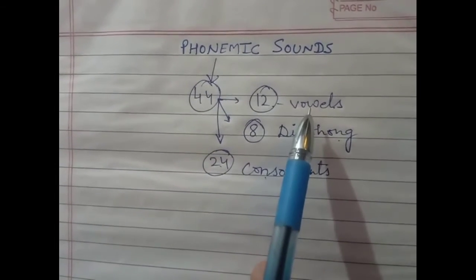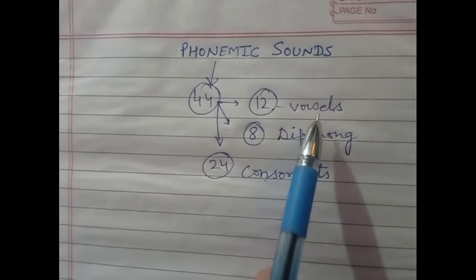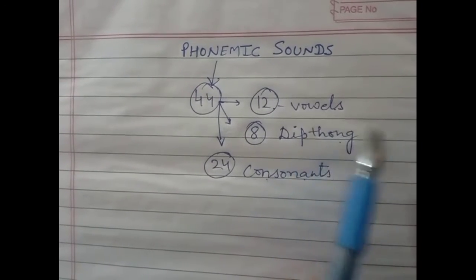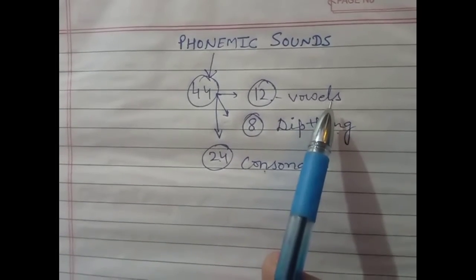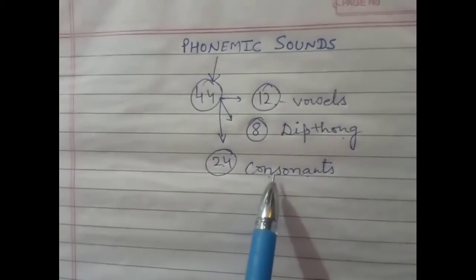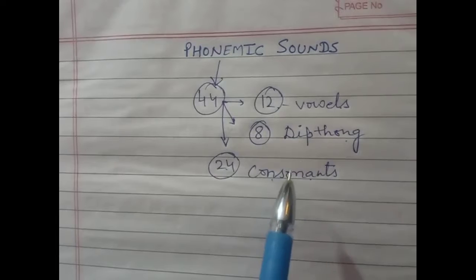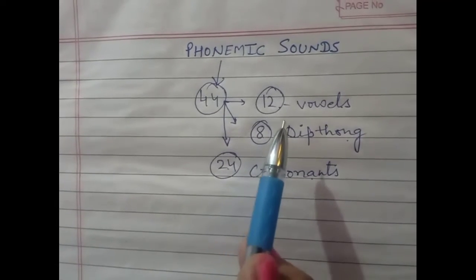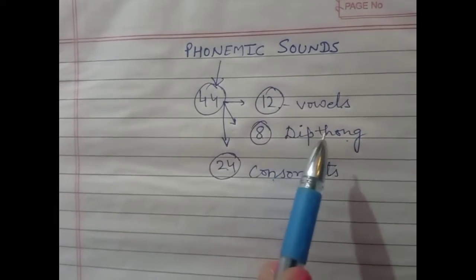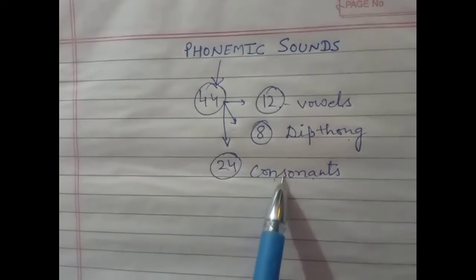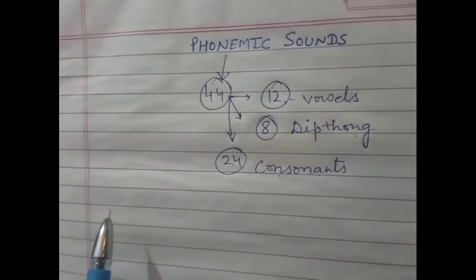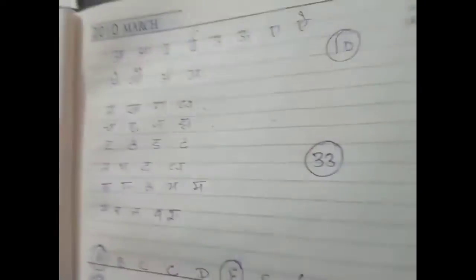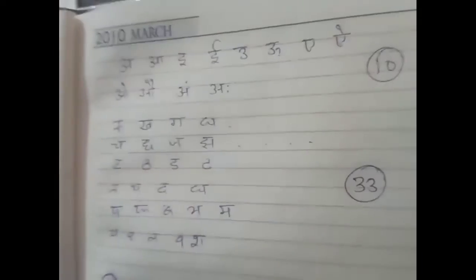Vowels, we have heard 5 types of vowels: A, E, I, O, U. But there are 12 vowels in the English language. And consonants, if we eliminate A, E, I, O, U in the alphabet, all the remaining parts of the alphabet are called consonants. And for your convenience, I'll give you the Hindi alphabet and the English alphabet.